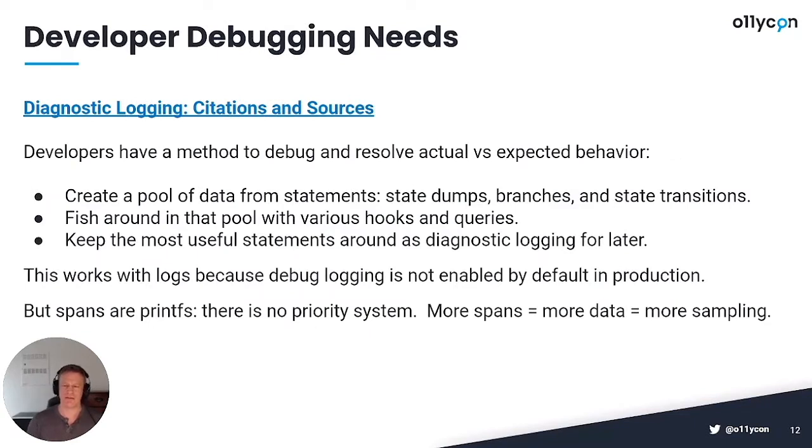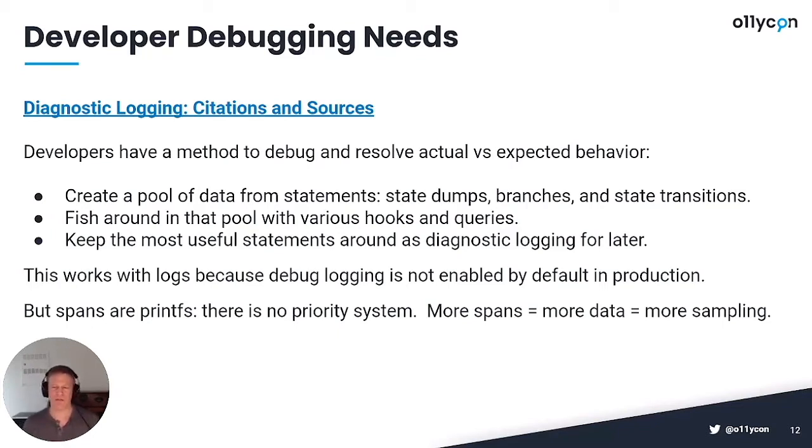But developers have very specific debugging needs. They create a pool of data, they throw in a bunch of spans or printf statements or what have you. They dump internal state and look for state transitions and indicate when there are particular branches in logic. And so they create a pool of data. Then they start fishing around that pool with hooks and queries and what have you until they have a fairly good idea about what piece of code is responsible for it. And then usually they keep the most useful statements around as diagnostic logging for later.